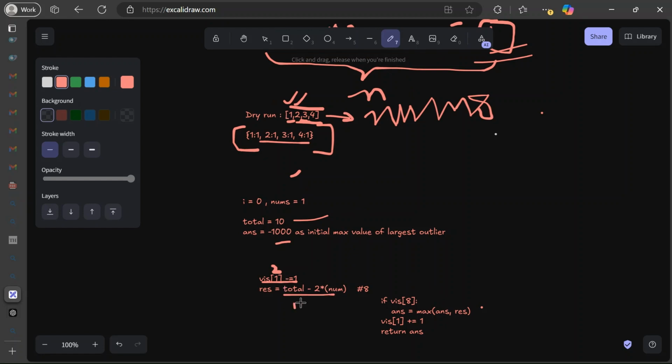10 minus 4, which would be 6 here. I would find out if there is a 6. No, there is not a 6. I would iterate to the third one. 10 minus 6 is 4. I found 4 in the dictionary, so I would update the answer to 4. Now the answer has become 4. Last num, total 10 minus 8, 2. 2 is also present, but I would update it with 4 only, because comparing 2 and 4, 4 would be greater than 2. So my answer would be 4. This was the dry run.